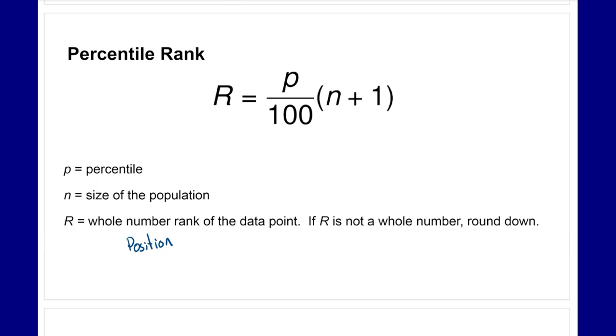So percentile rank is going to help us find a position. If R is not a whole number, then you round down and find the midpoint. Again, we'll look at an example of what we mean by that. If R is a whole number, then we simply take that position, take that value.